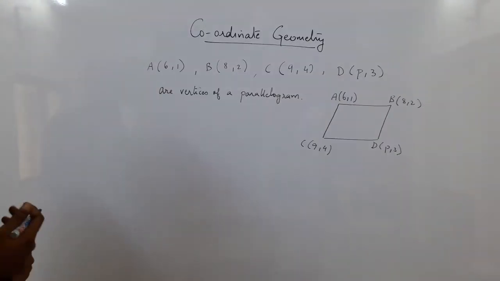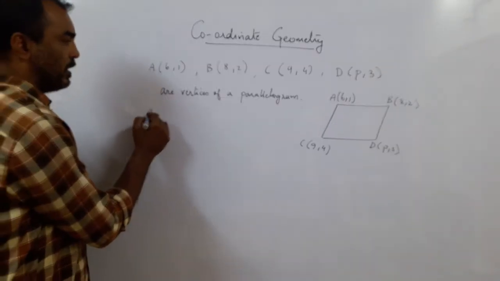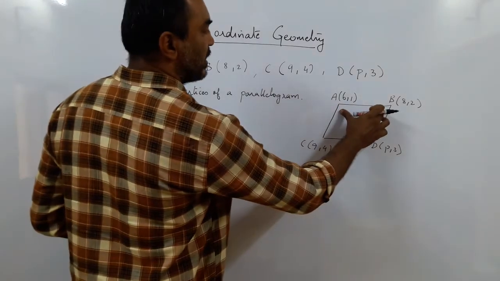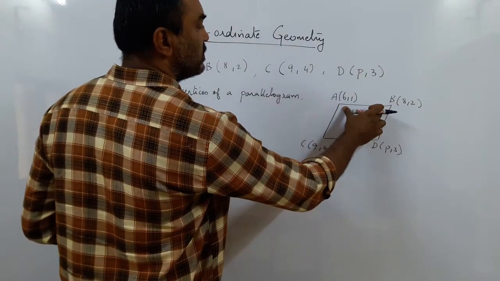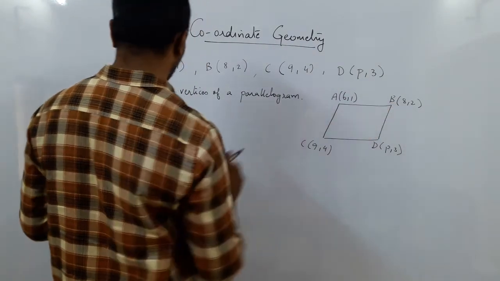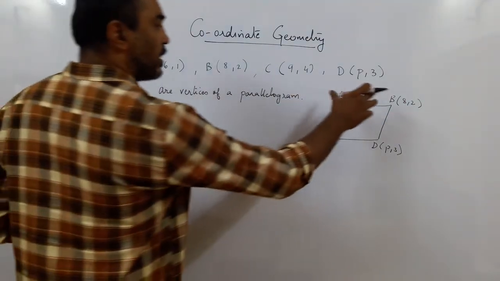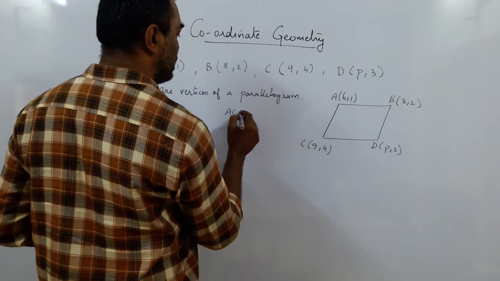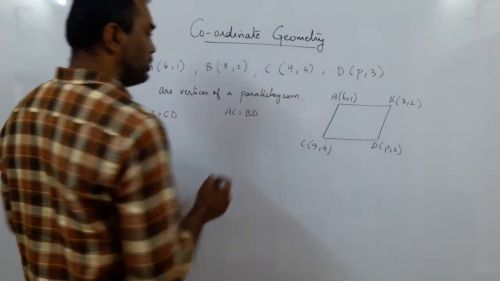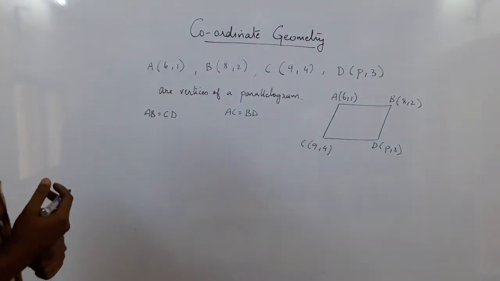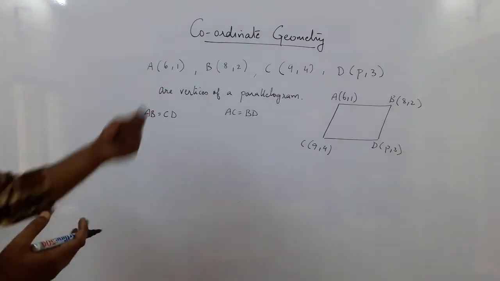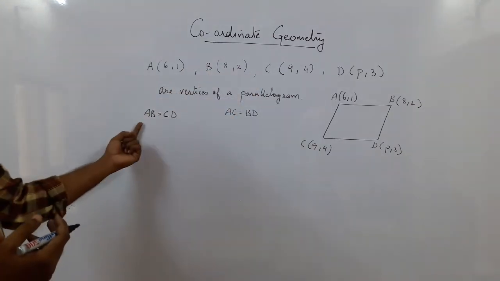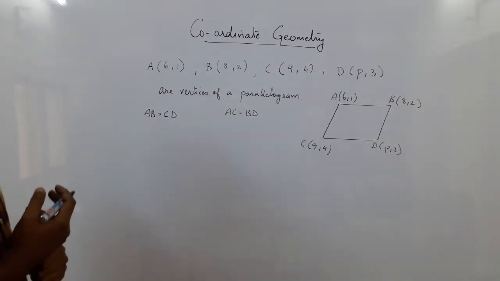Because it is a parallelogram, I know AB is equal to CD. So this distance I can find. How can I find this distance? Distance formula. I can find the distance AB, and CD will be equal. Why will they be equal? Because it is given it's a parallelogram, so opposite sides are equal. So let us take AB equal to CD. Let us try to solve this sum.